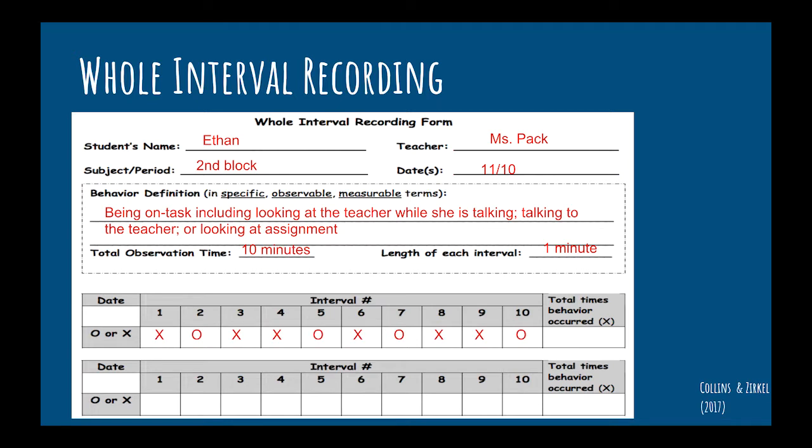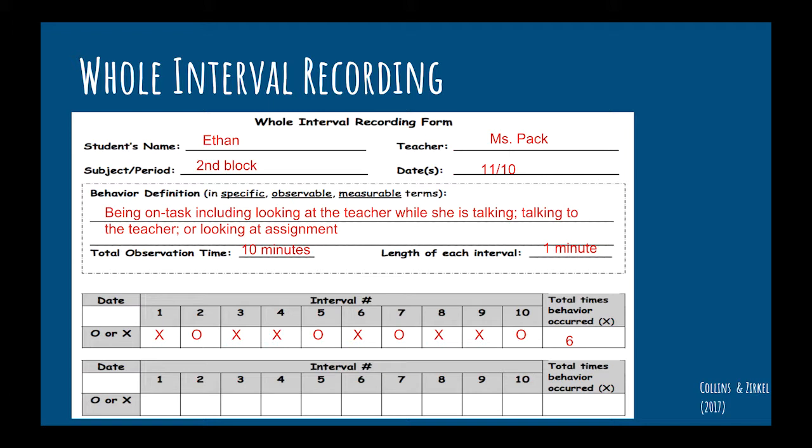the number of intervals in which the behavior was observed, and a percentage of intervals with the behavior is documented. For instance, a teacher may be interested in whether a student is on task, which has been defined as looking at the teacher while he is talking, talking to the teacher, or looking at the assignment. If the behaviors occurred through 6 of the 10 intervals, then the student engaged in the behavior of interest during 60% of the observational session.